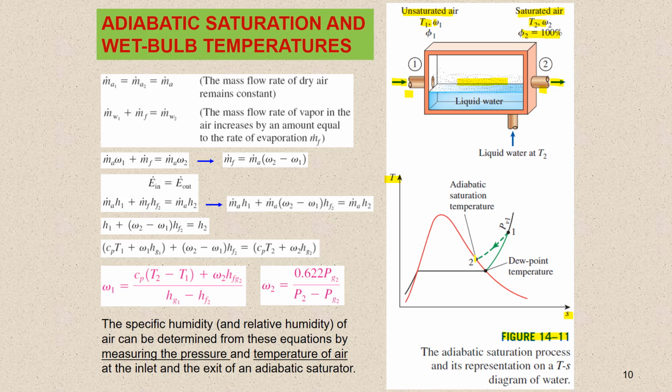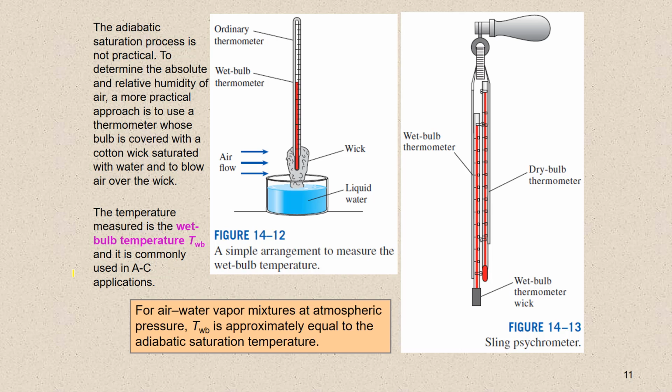This temperature T2 is called the adiabatic saturation temperature. Using the thermodynamic relations that are described in the slide, you can come up with two important relations for finding omega 1 and omega 2 for states 1 and 2 respectively. And the specific humidity of air can be determined from these equations by measuring the pressure and temperature of air at the inlet and the exit of the adiabatic saturator. The adiabatic saturation process that was discussed earlier provides a means of determining the absolute or relative humidity of air. But this process requires a long channel or a spray mechanism to achieve saturation conditions at the exhaust.